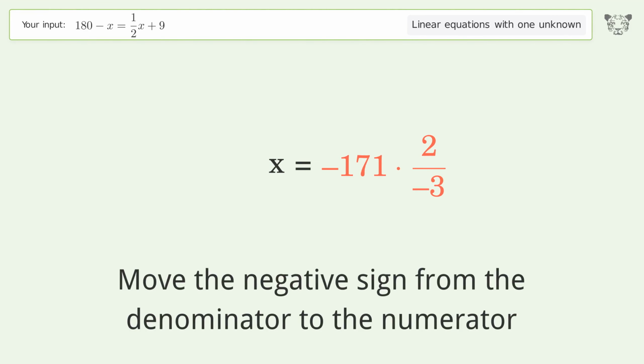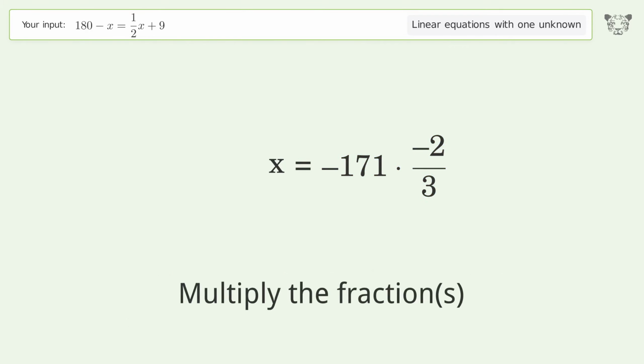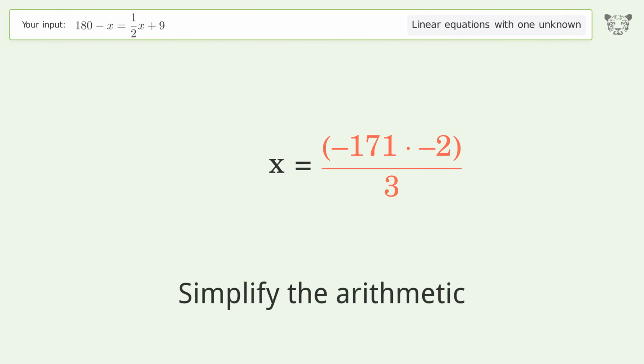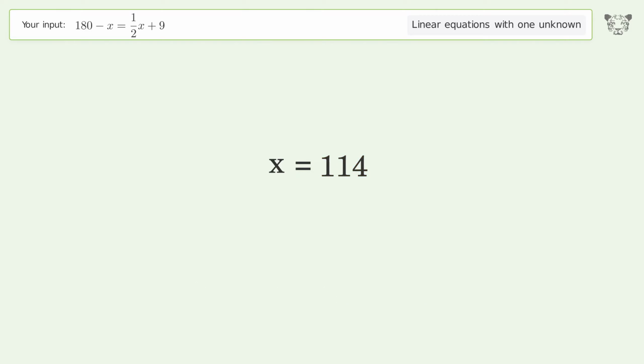Move the negative sign from the denominator to the numerator. Multiply the fractions. Simplify the arithmetic. And so the final result is x equals 114.